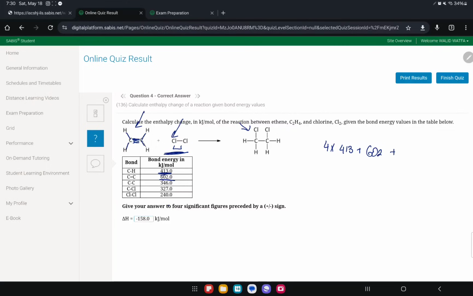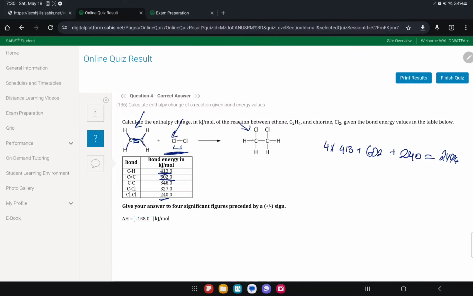Please don't forget to add it. ClCl would be 240, equals. Once you add this all up, you're gonna get 4 times 413 plus 602 plus 240. You get 2494. It's the same question I solve every time.